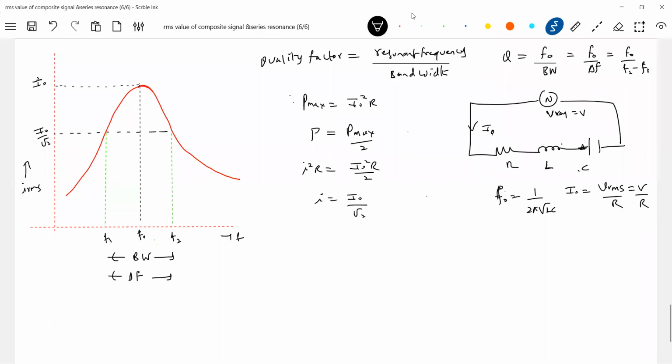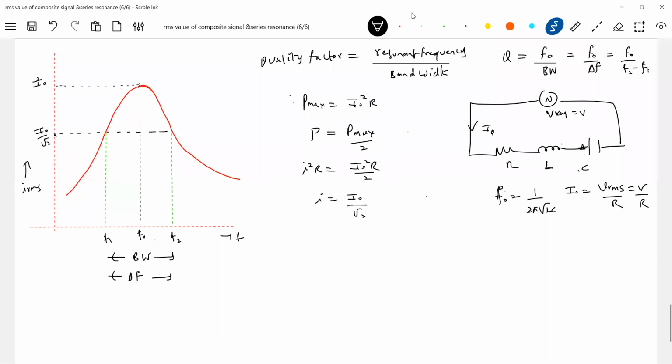Okay, let's come to the next one. I want to say how it depends on R. I think that was our question, no? I brought this I naught. So let's come to this one. What is I naught equal to? So what is I equal to? What about the current here? I naught by root 2.